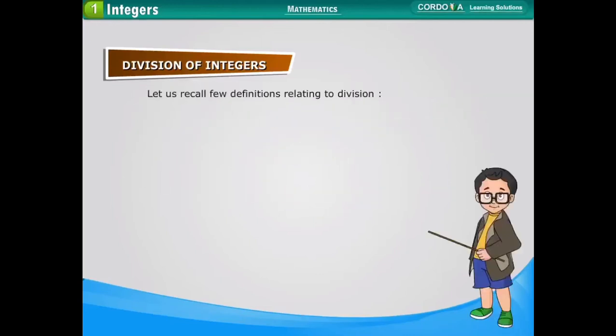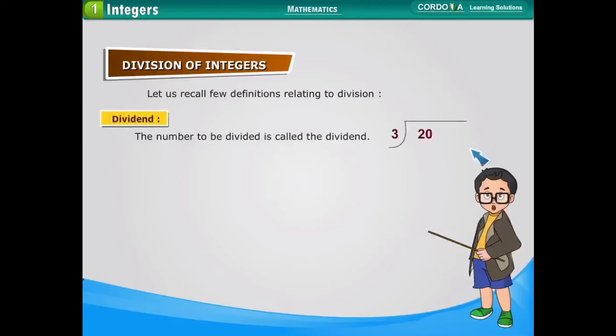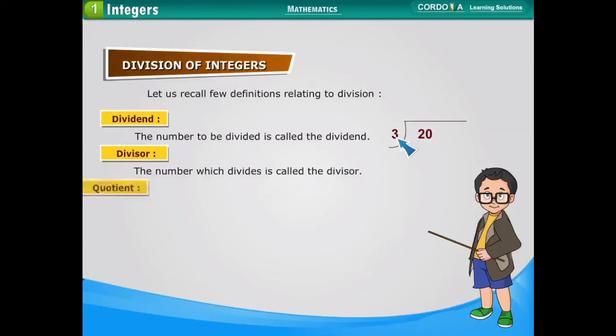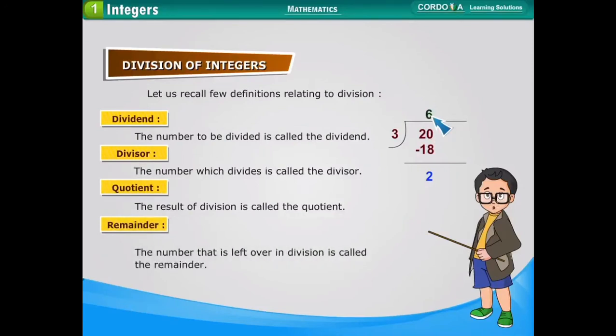Let us recall a few definitions relating to division. Dividend: the number to be divided is called the dividend. Divisor: the number which divides is called the divisor. Quotient: the result of division is called the quotient. Remainder: the number that is left over in division is called the remainder.